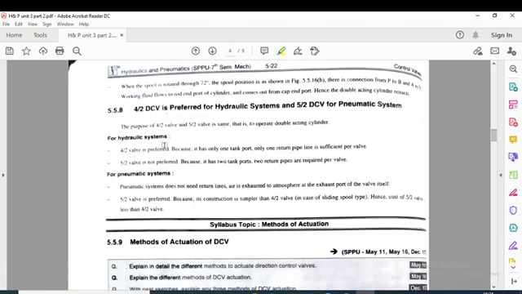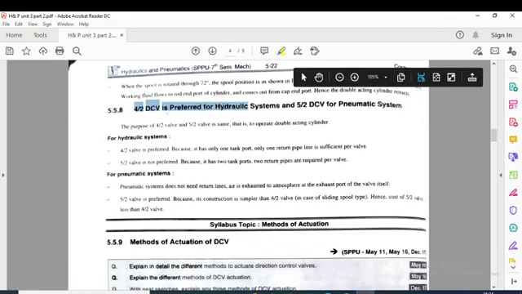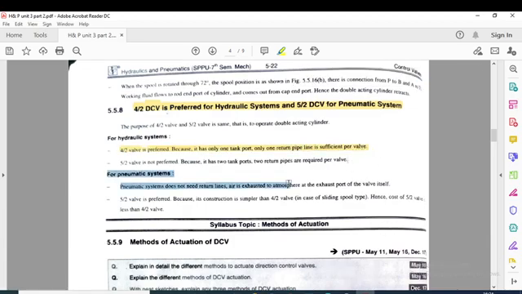Here again, 4 by 2 is preferred for hydraulic systems, and 5 by 2 is preferred for pneumatic systems. For hydraulic systems, 4 by 2 is preferred because it has only one tank port and one return pipeline is sufficient per valve. 5 by 2 is not preferred because it has two tank ports and two return pipes are required per valve. For pneumatic systems, return lines are not needed. Air is free to exhaust to atmosphere at the exhaust port of the valve itself.